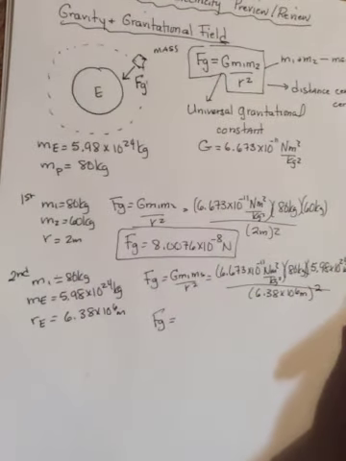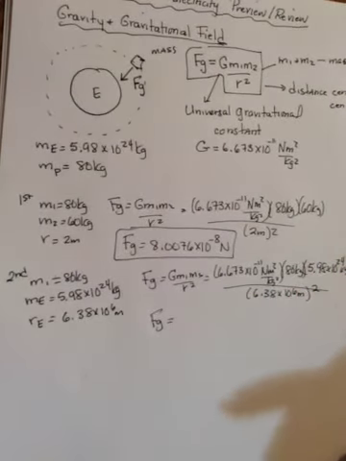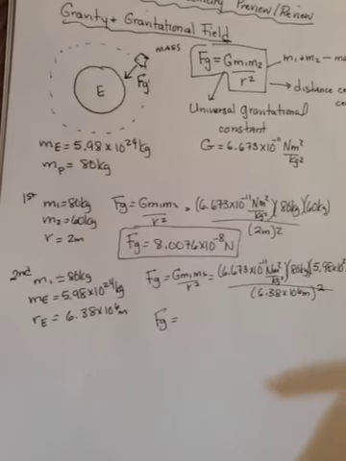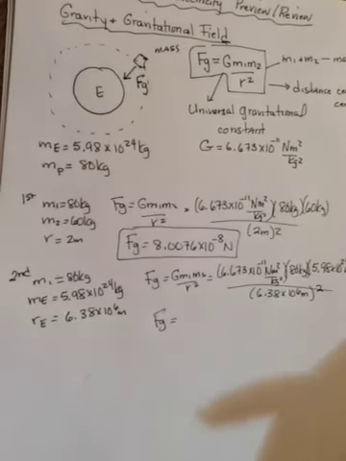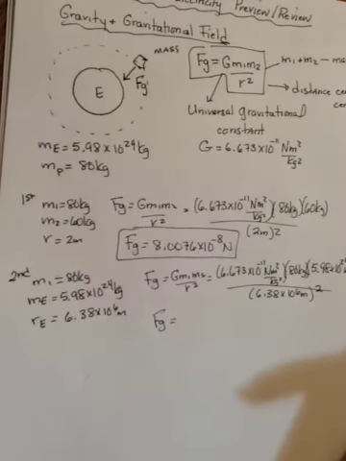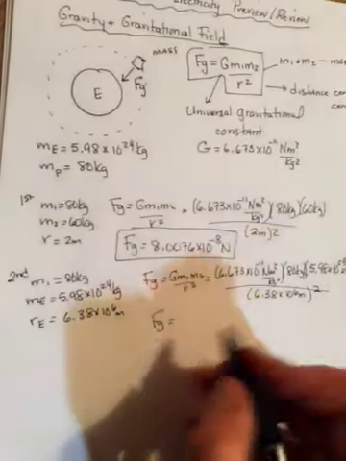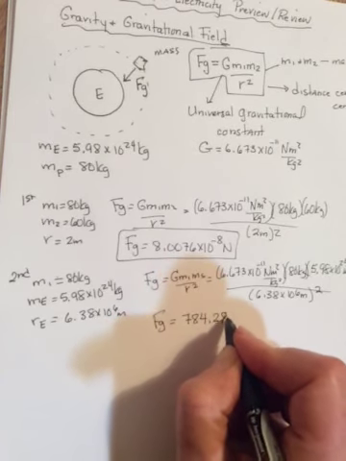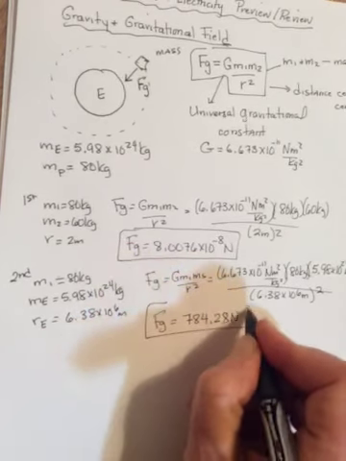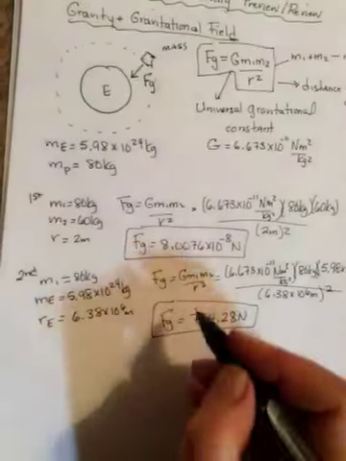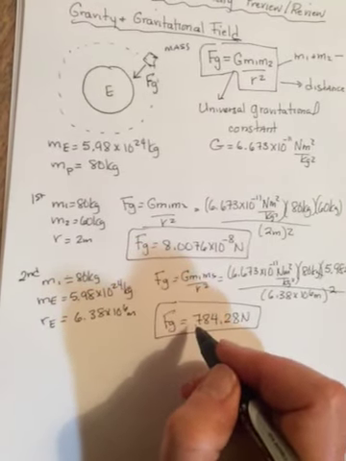Okay, so plug this into your calculator. 6.673 times 10 to the negative 11 times 5.98 times 10 to the 24th times 80 divided by 6.38 times 10 to the 6th squared, and you get 784.28 newtons. Definitely significantly bigger than the times 10 to the negative 8. This we can feel. This actually is big enough to cause us to move.